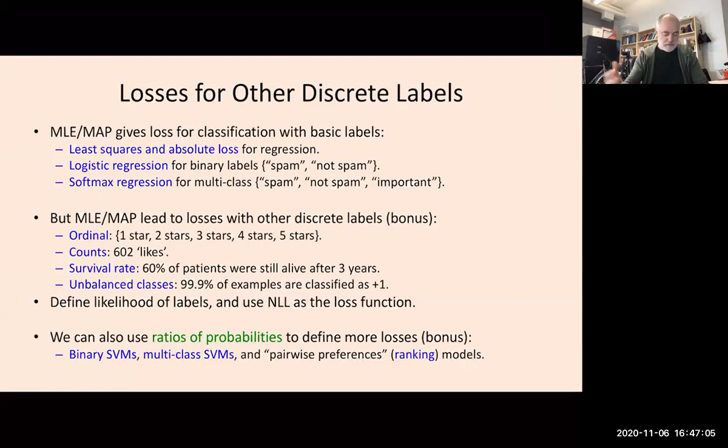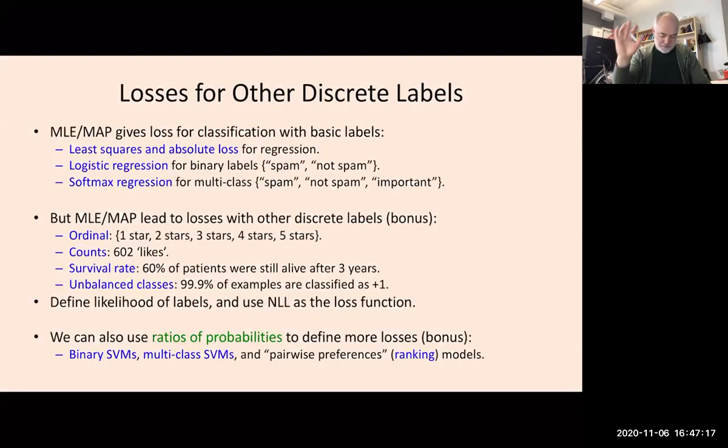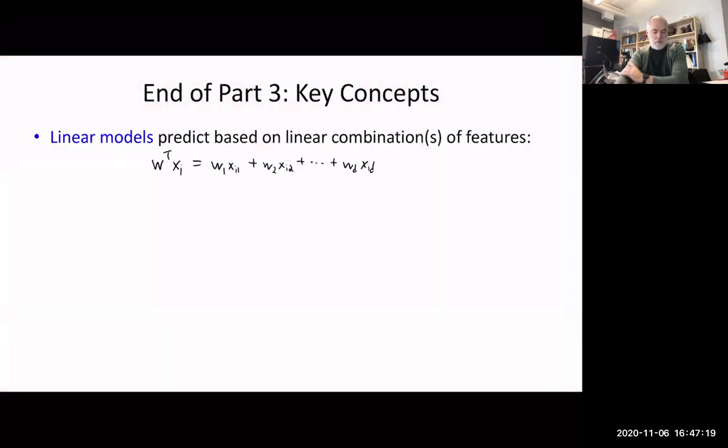You can define the losses from binary SVMs and multi-class SVMs as basically ratios of probabilities, and you can read about that in the lecture slides and in the bonus slides, if you want. But we've made it somewhere.